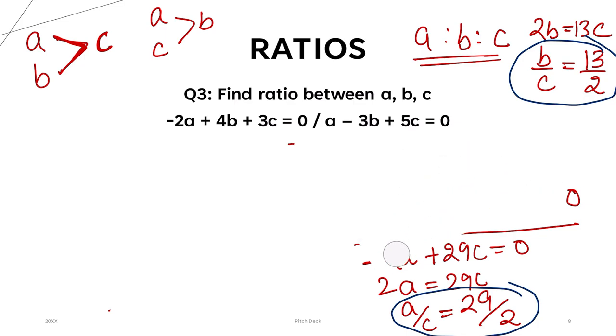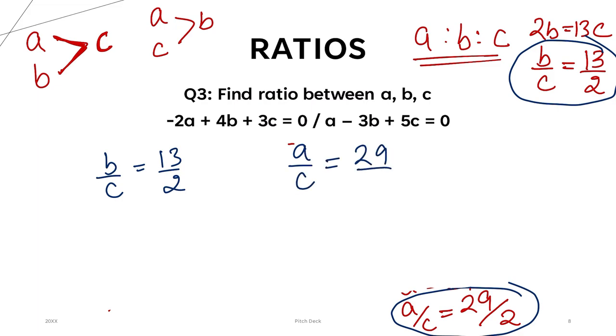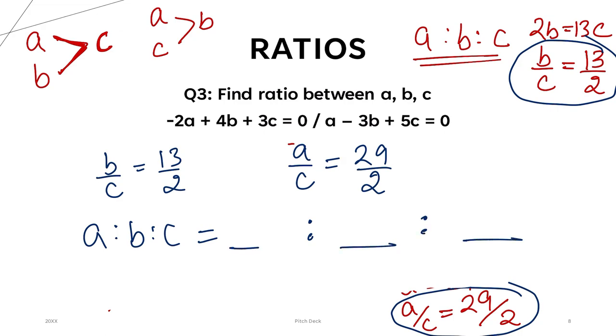Eliminating A, eliminating B, you find the values of A and B, but in what form? In form of C. Now I have B by C is 13 by 2. I have A by C is 29 by 2. So A ratio B ratio C: C is common in both cases, so C is 2, A is 29 and B is 13. So this is the ratio A ratio B ratio C. I hope this is clear.